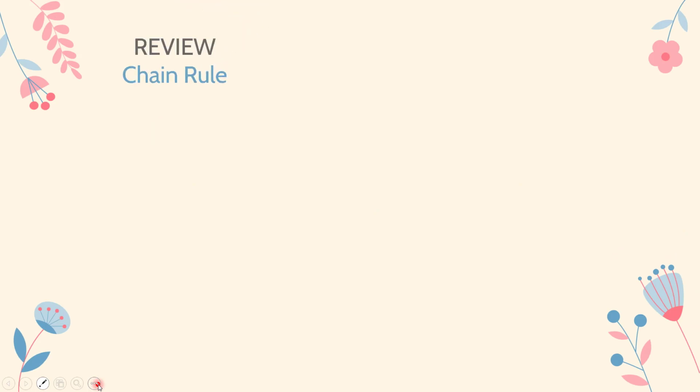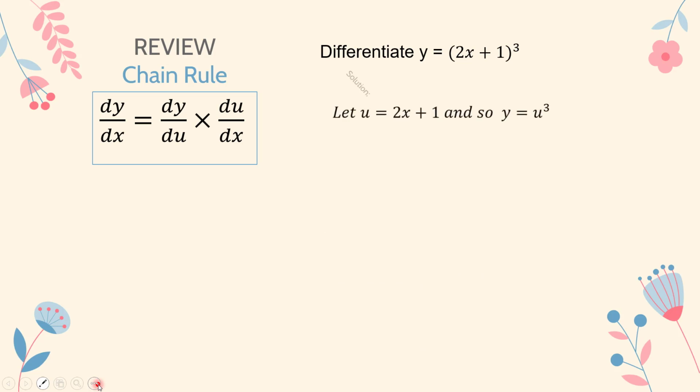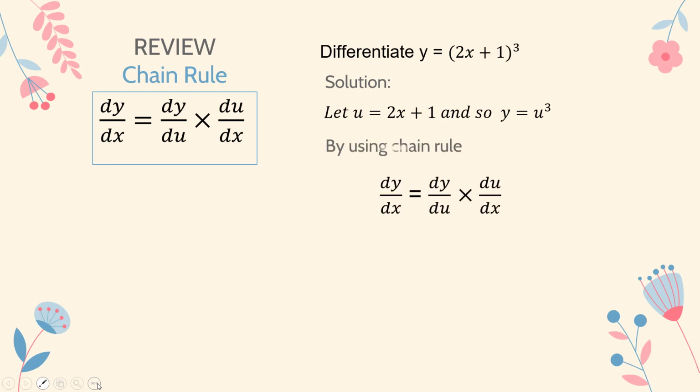We will review our chain rule, which is dy/dx equals dy/du multiplied with du/dx. So when you have y equals (2x plus 1) cubed, you will let u be 2x plus 1. So what you have here becomes y equals u cubed. This is the composite of functions. Then by using the chain rule, dy/dx will be obtained when you differentiate y with respect to u, and then you continue with the differentiation of u with respect to x.